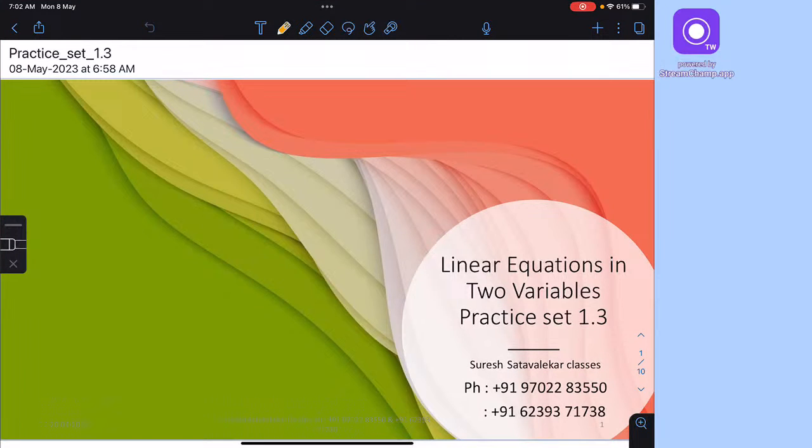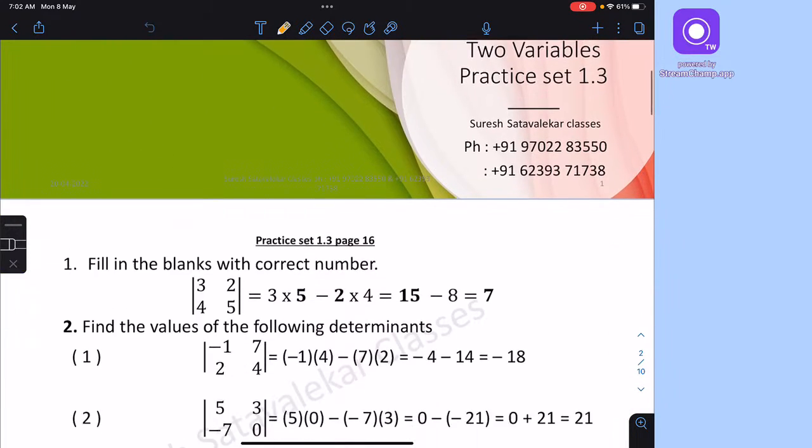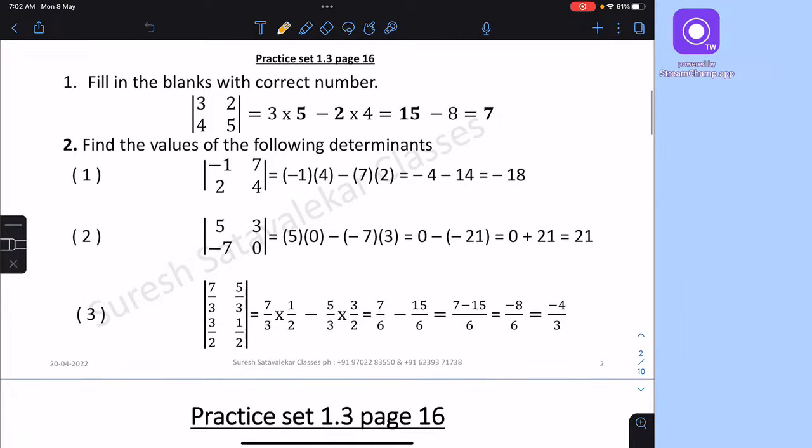Dear students, today we are going to see linear equations in two variables, practice set 1.3, SSC textbook, page number 16. The first question on page number 16 is: fill in the blanks with correct numbers.